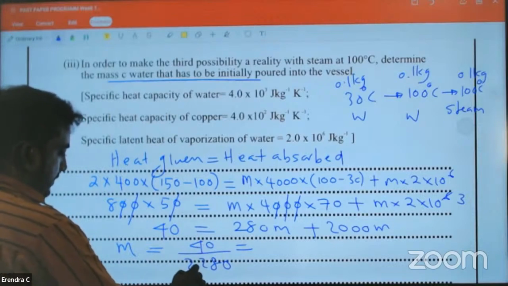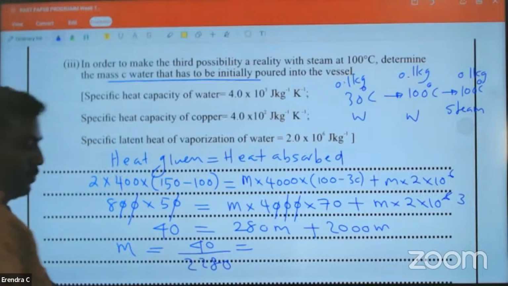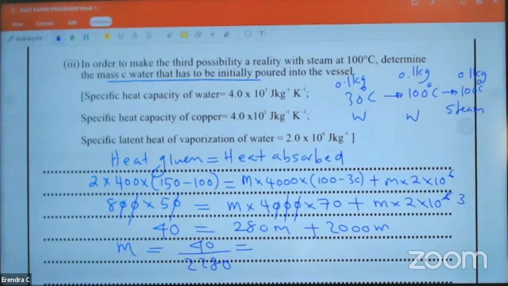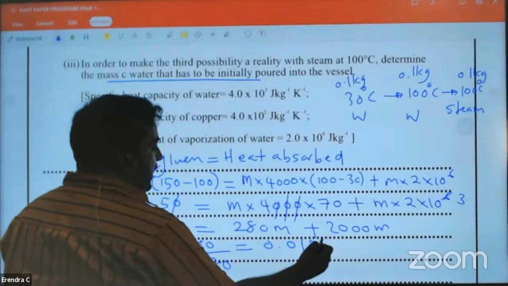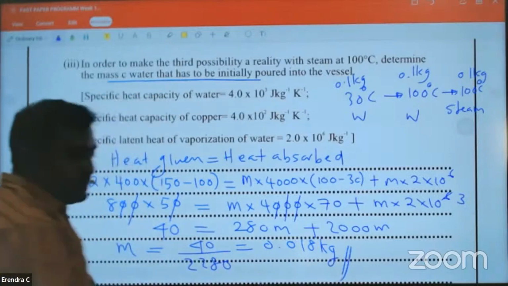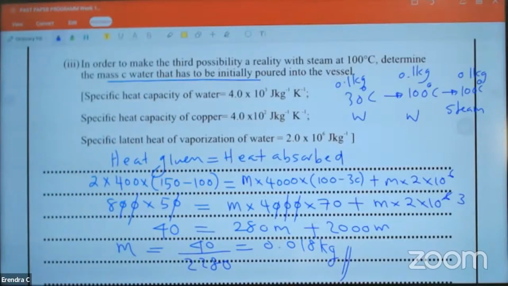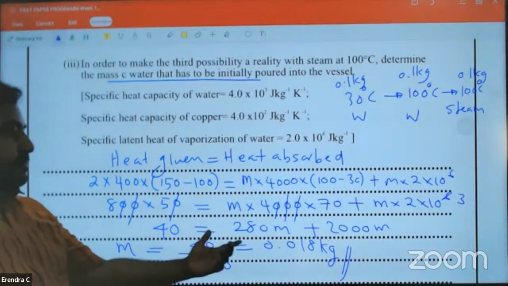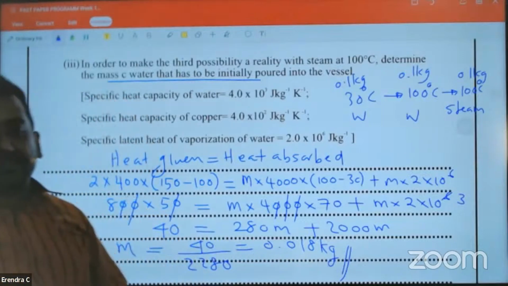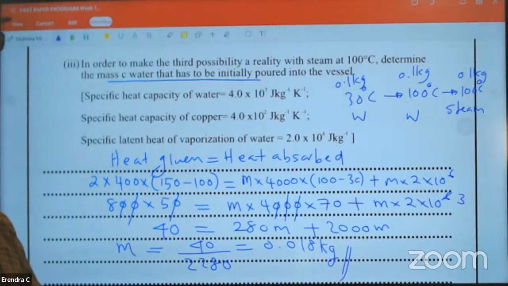It's 1 over 57 kg. How much? Divide and find. 0.018 kilogram, I think Bilal is telling us. Yes, Bilal is telling us, so I'll accept his answer, 0.018. Okay, right. Any more? Nothing.